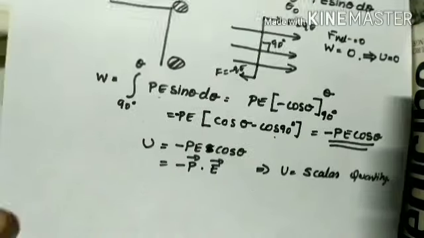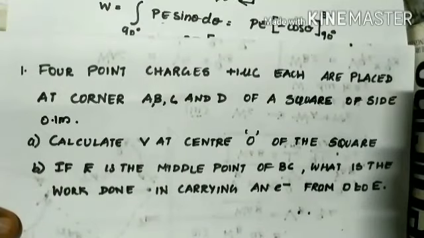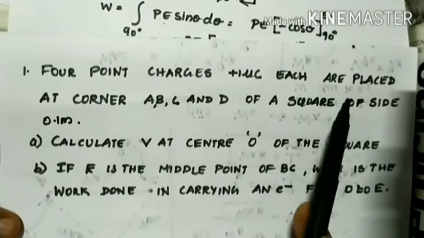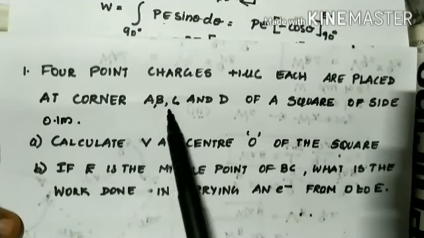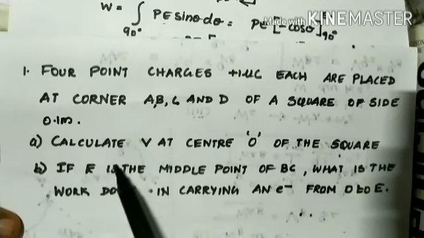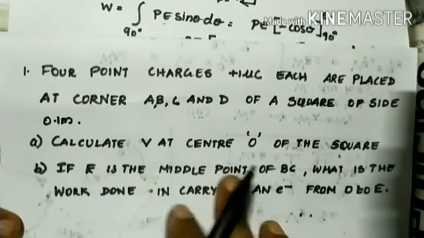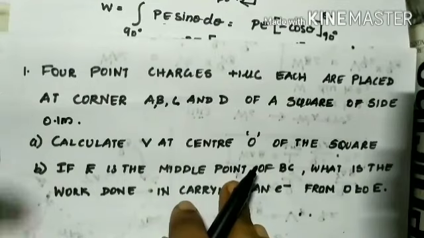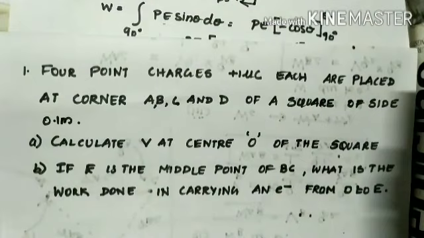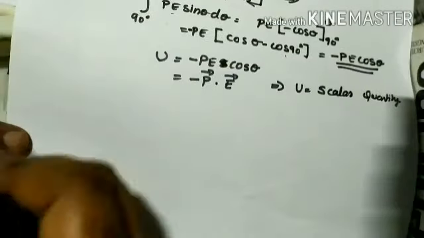Right, now we'll go for a numerical problem. So a numerical problem, please write it down as I am showing. And the problem is, suppose you are given 4 point charges, 1 microcoulomb each, placed at corners A, B, C and D of a square of side 0.1 meter, and you are asked to calculate V at O of the square. So we'll go for the first part, then we'll go for the second. So you're given 1 microcoulomb charges placed at 4 corners of a square, and you're asked what will be the potential at the center of the square. Right, so we'll solve for the first question.